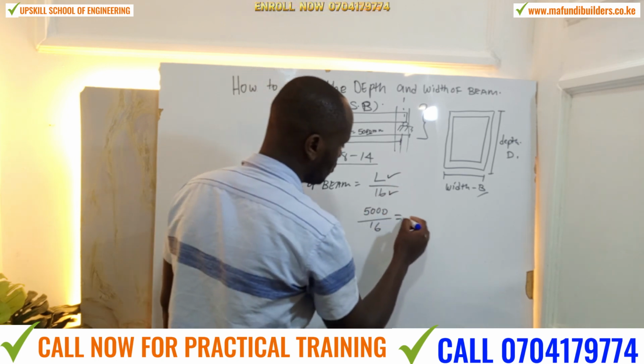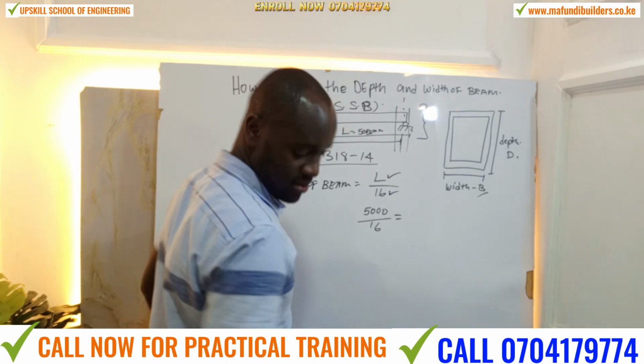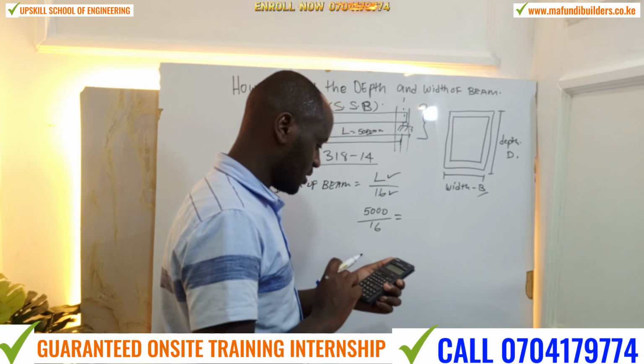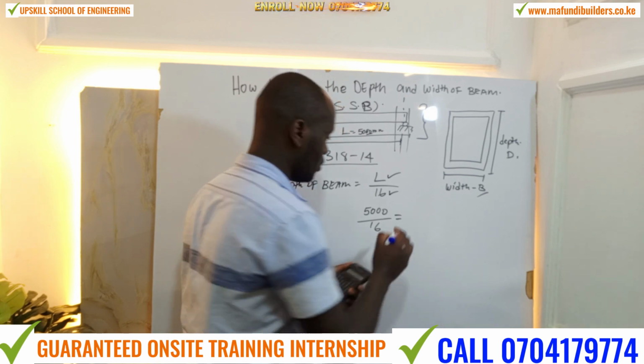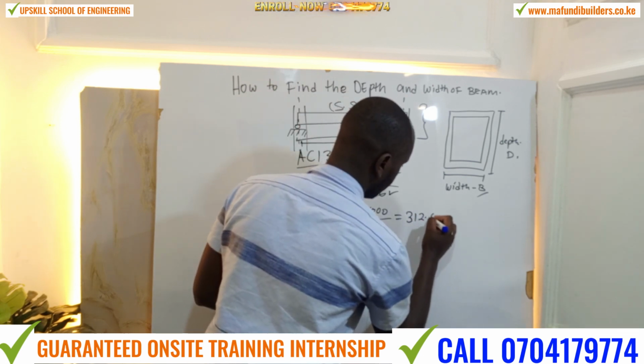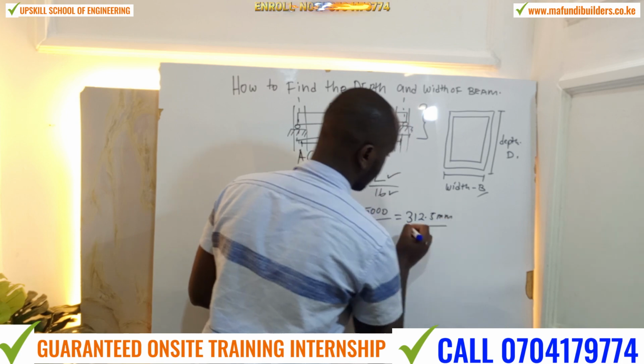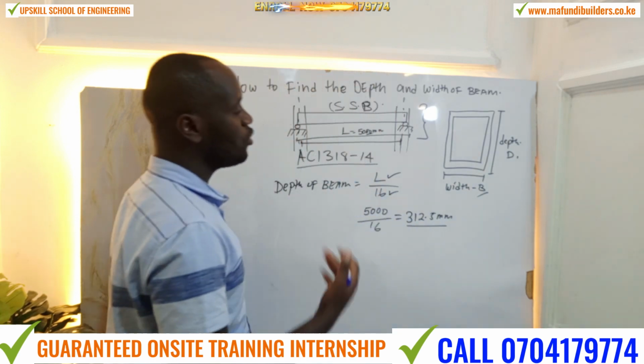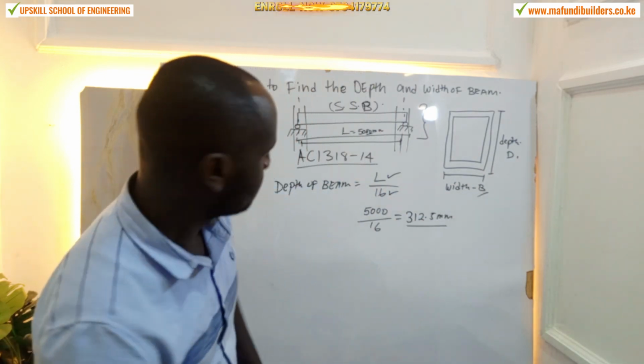So we divide 5,000 by 16, and you're going to get 312.5 mm. That is now the depth of our beam. Now, how do you find the breadth, or the width?